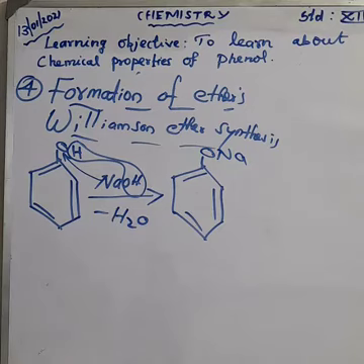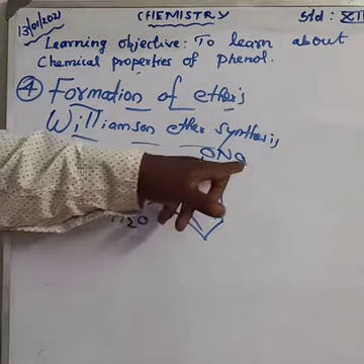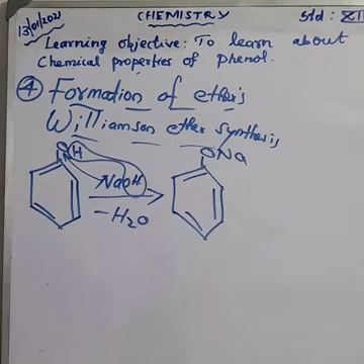So the name of the compound is sodium phenoxide. What is the name of the compound? Sodium phenoxide. So, what is the formula of sodium phenoxide? C6H5ONa. This is the formula for sodium phenoxide.